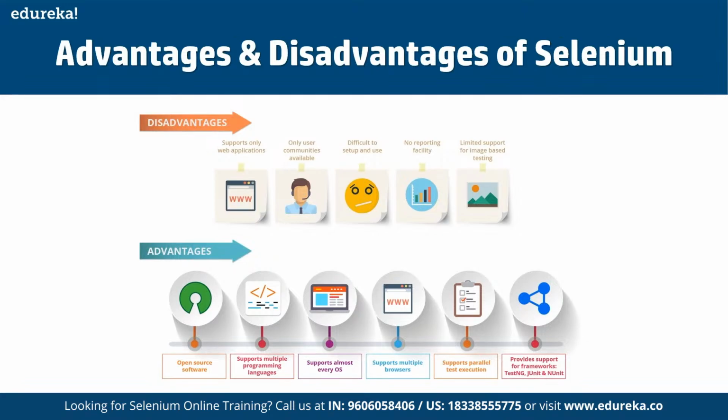It is also difficult to set up and use because it is open source, and there is just not enough documentation available on every process. So the implementation and troubleshooting are not that easy, and there is no reporting facility in Selenium. Selenium simply gives us the end results as a script, for example a JSON script as an output, and for converting that result into a visualized dashboard, we have to take the help of other platforms like JUnit. It also has limited support for image-based testing, which is one of the main disadvantages.